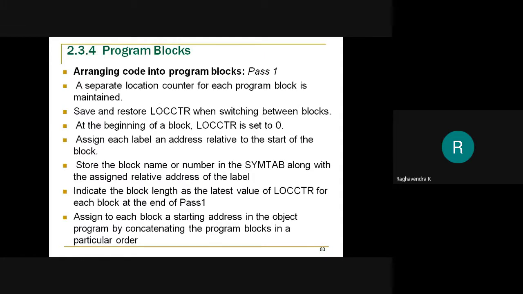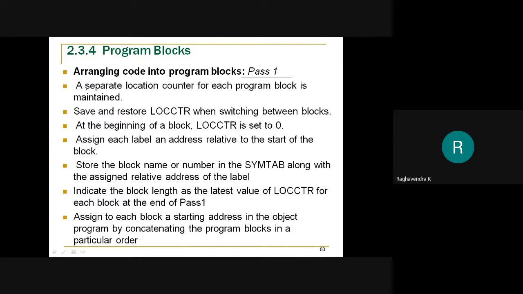Right. So how the assembler now handles this program is a little bit different from what we had seen earlier. So arranging the code into program blocks. Now the program has to be rearranged based on the blocks. Okay, so it will happen in two passes. During pass one, all these things are going to be performed by the assembler. So what are the things?